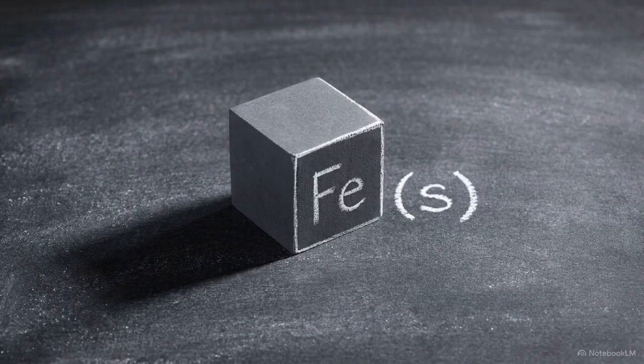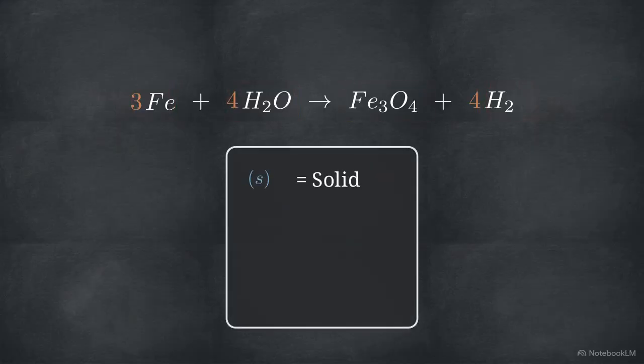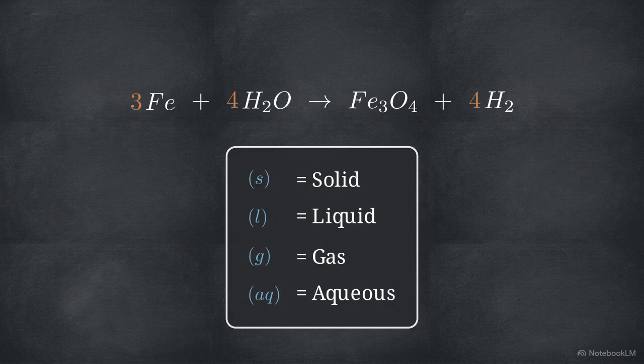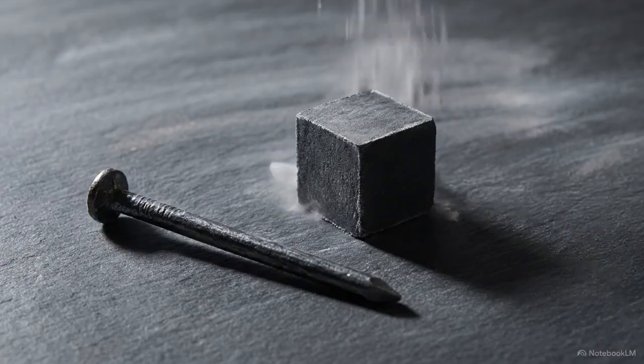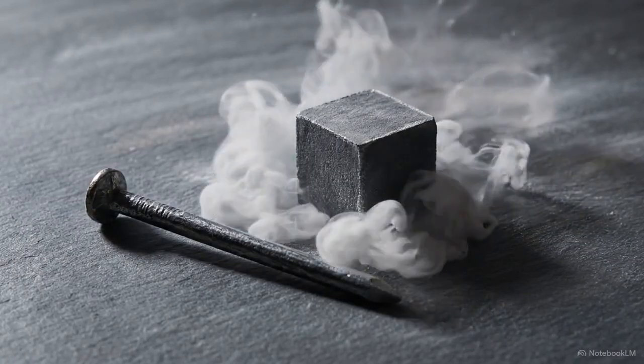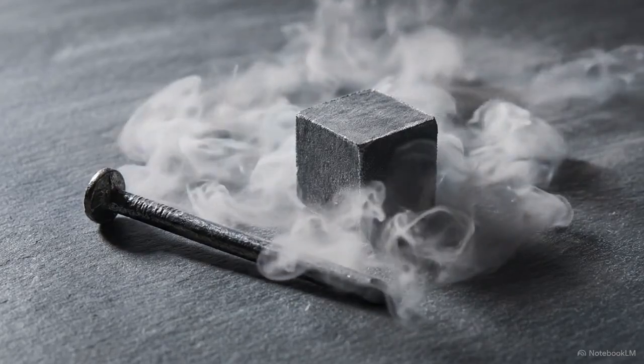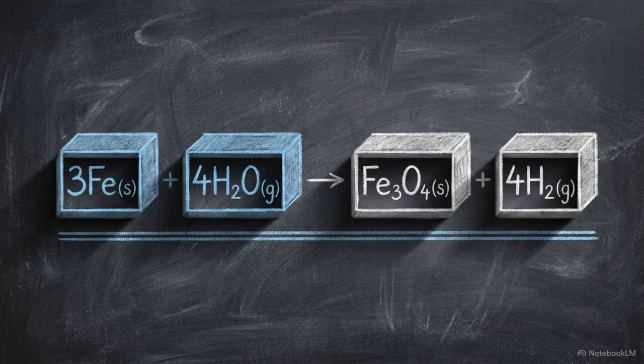To complete the model, step 7 is to include the physical state symbols for each substance. We use S for solid, L for liquid, G for gas, and AQ for aqueous solutions. Adding these provides the necessary context for how the reaction actually occurs. Note that in this reaction, water is marked with a G because it is used in the form of steam to react with the iron. The equation is now balanced and includes all relevant physical information, making it a complete representation of the reaction.